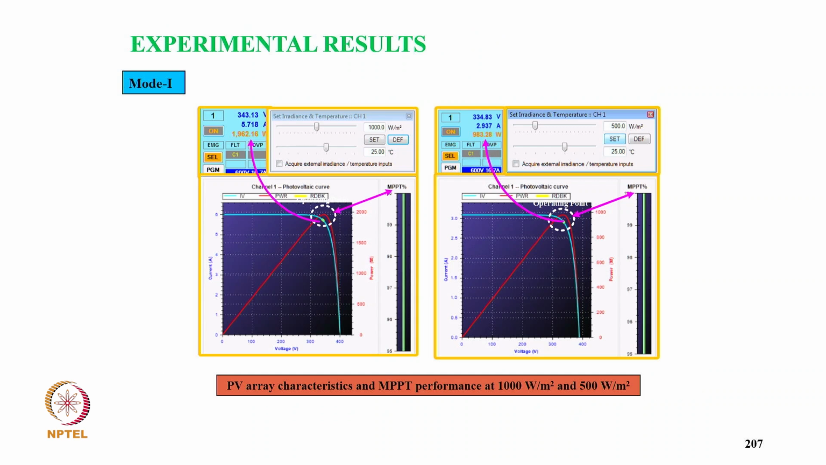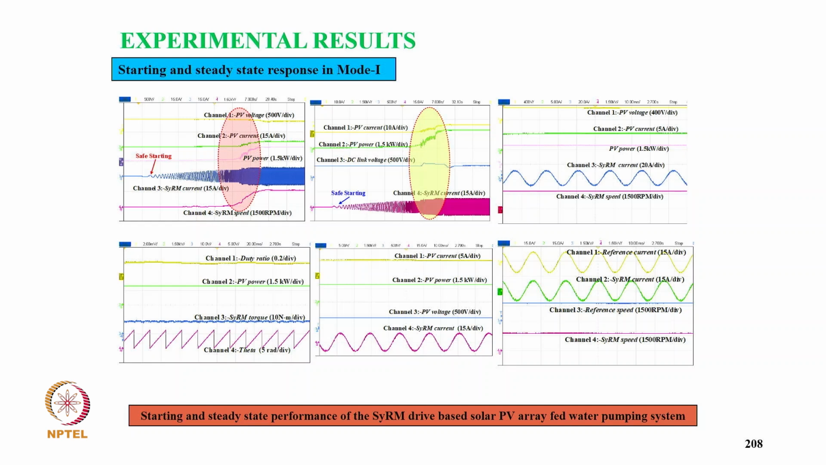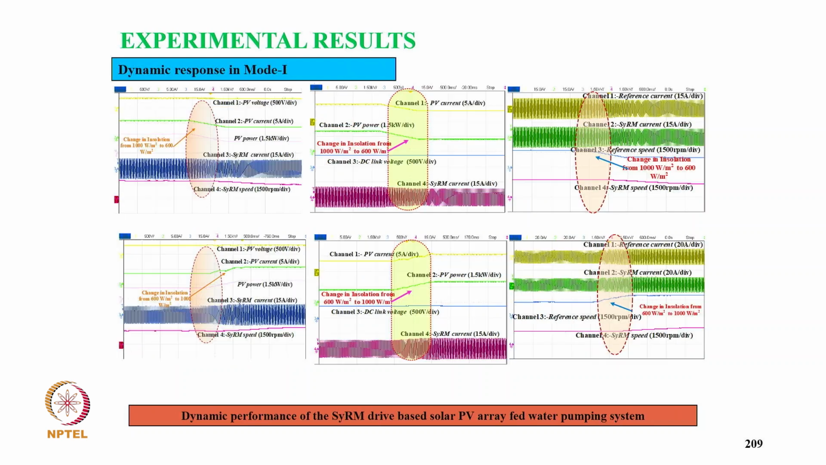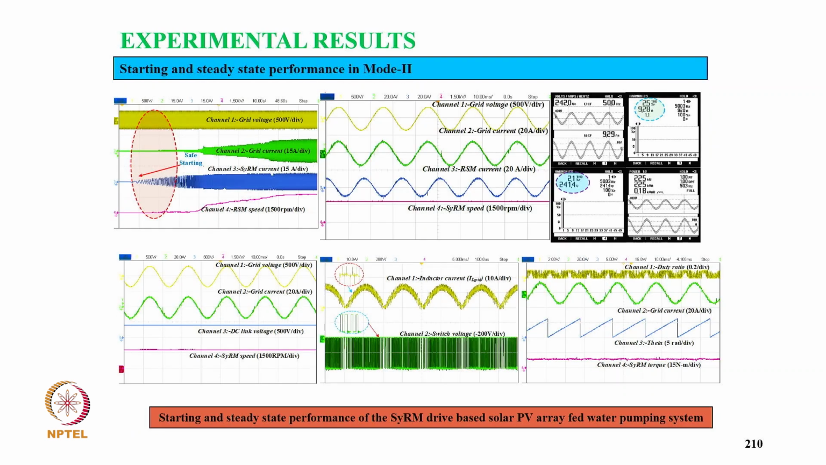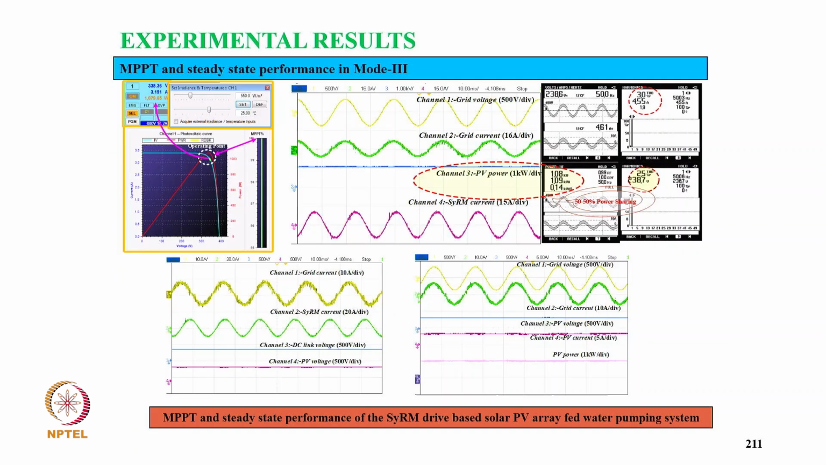And this is the MPPT performance for 1500 watt per meter square. And this is the starting performance, typically only with solar, and all parameters estimated here. Then we have a solar insolation change for mode 1, and then we have starting with the grid also and solar also. So only with the grid, how we are starting and how we are able to get THD of only 2.5% with unity power factor on the grid side from the boost converter, and all parameters of the grid as well as motor parameters.